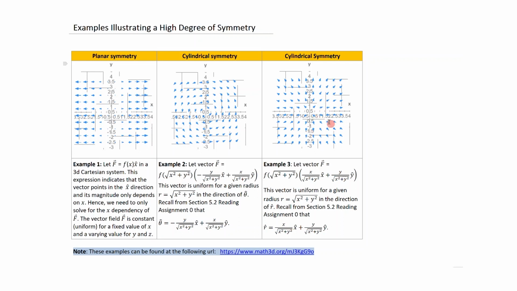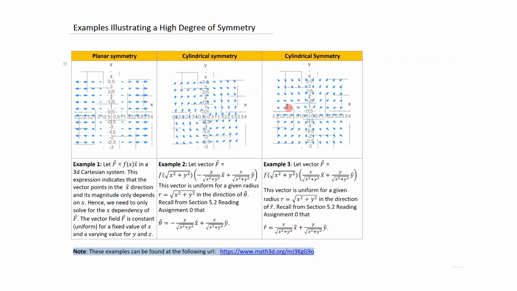In this case, the field is in a radial direction, so we could express it in the following form. This is the unit vector, and this is a function of the square root of x squared plus y squared, which is nothing more than the radius. So again, it's a function of one of the variables in the new coordinate system, and also a function of the unit vector, the radial unit vector in cylindrical coordinates.